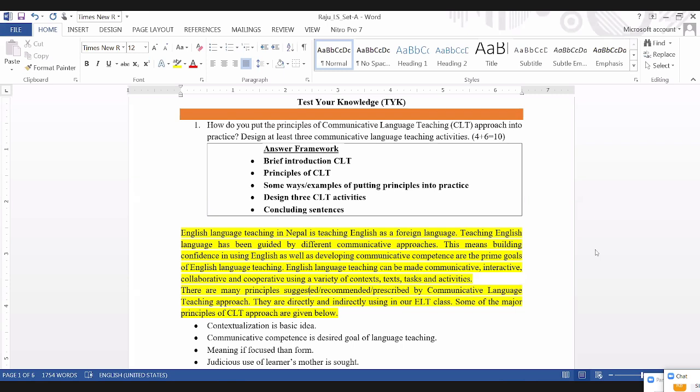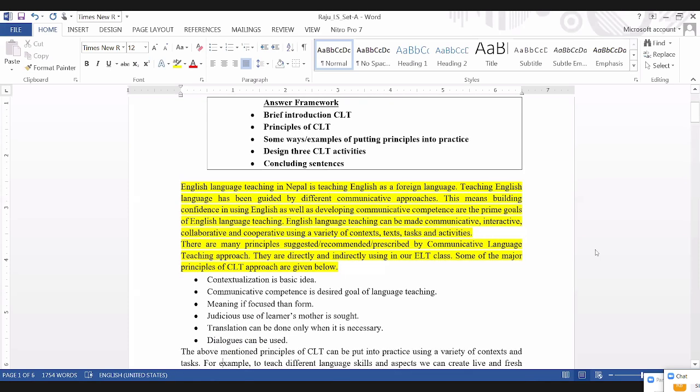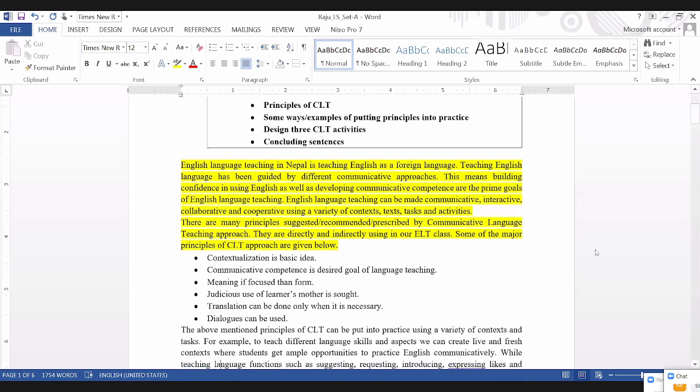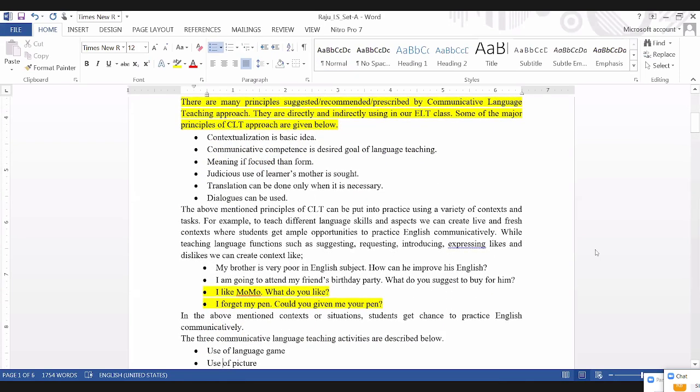There are many principles suggested by communicative language teaching approach. They are directly and indirectly used in our ELT class. Some of the major principles of CLT approach are given like this: contextualization. Basic idea: communicative competence is the desired goal of language teaching, meaning is more important than form. Judicious use of learners' mother tongue is sought. Dialects can be used. Translation can be done only when it is necessary. Then this is the situation. How do you put into practice?